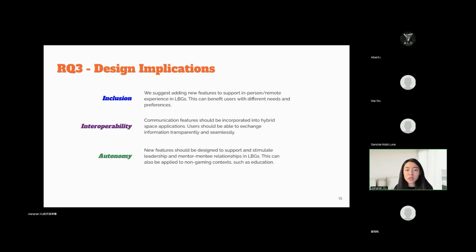And finally, new features should be designed to support and stimulate leadership and mentor-mentee relationships in location-based games. This can also be applied to non-gaming contexts, for example education. Hybrid classrooms are a trend in the very near future.